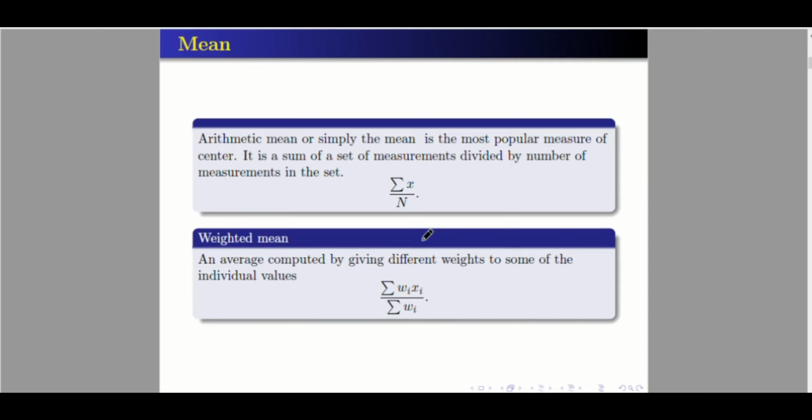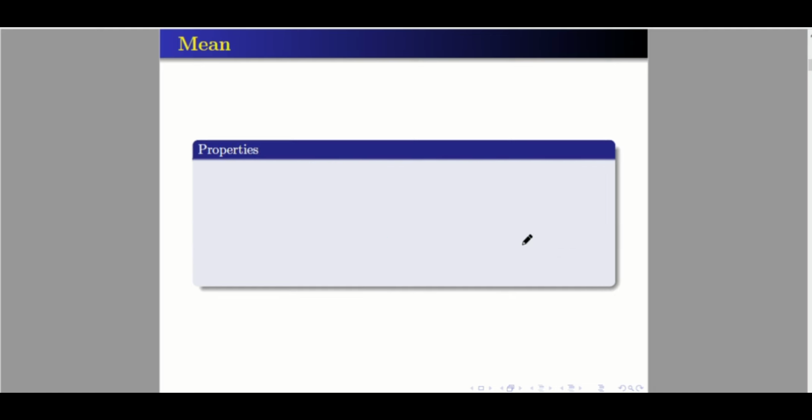It is an average computed by giving different weights to some of the individual values. So we have the sum of the product of the weights and your data divided by the sum of the weights. Usually when you compute your GPA, or the average grade that you have, we use this weighted mean.